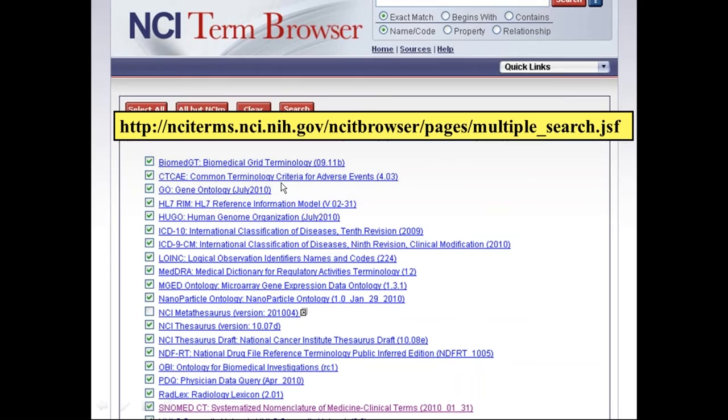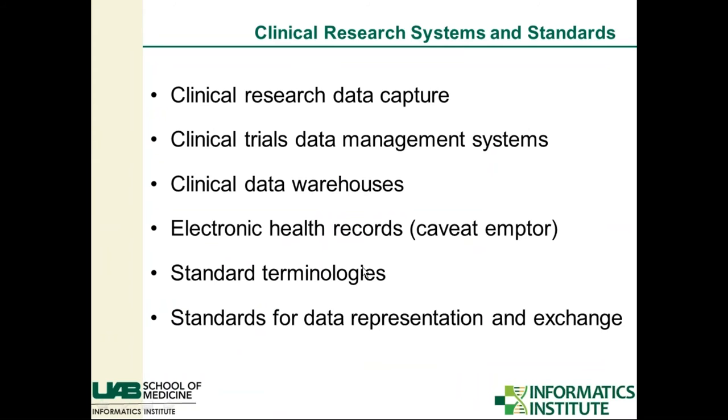So the CTCAE, the Common Terminology Criteria for Adverse Events. That's a terminology typically used in drug research. We've got the Gene Ontology, a terminology used for representing genetic data. MedDRA, the Medical Dictionary for Regulatory Activities terminology, which is another terminology used for recording adverse events that occur in drug research, and so on. So as you can see, way more than I could cover in an hour lecture. Speaking of which, I've got 5 minutes.